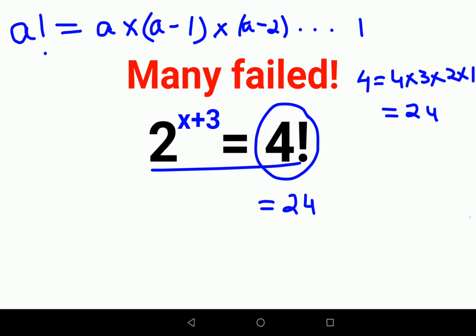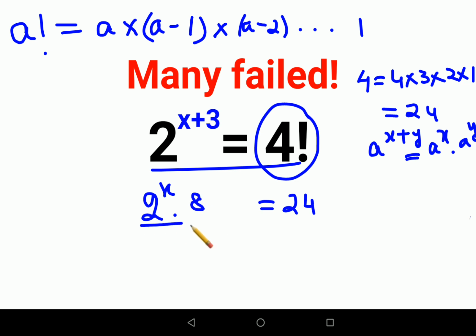Now please understand, a raised to x plus y can be written as a raised to x into a raised to y. Similarly, you have 2 raised to x into 2 raised to 3, that is nothing but 8. Now dividing both sides by 8 because we want to find the value of x, we try to shift as many numbers to the other side as possible. So now you got 2 raised to x equals 3. After this we can't do much.